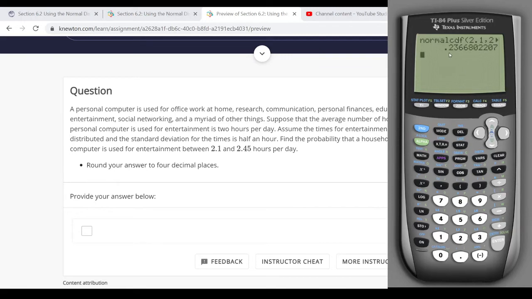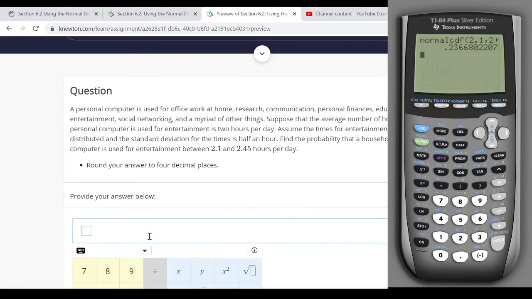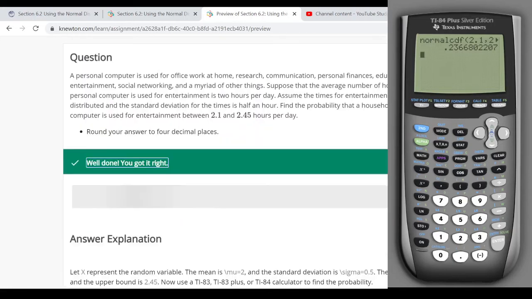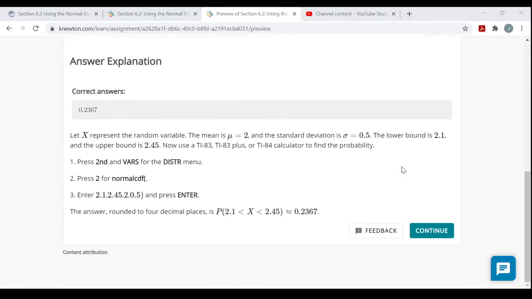So it says here, 0.23668. So 0.2367 if I'm rounding to 4 decimal places. So a little over 23%, right? 0.2367. And they show you the same thing. How I entered it on the calculator there, they're showing you that down here.